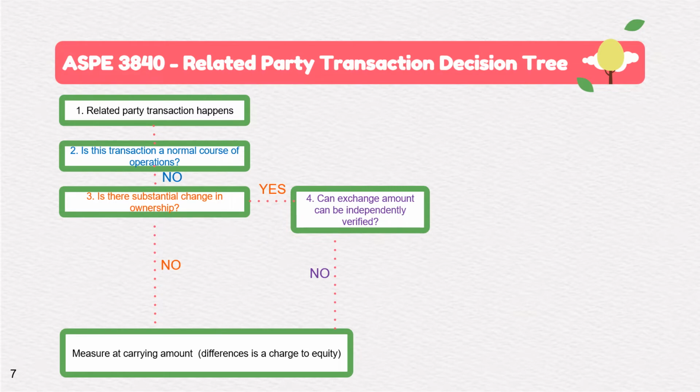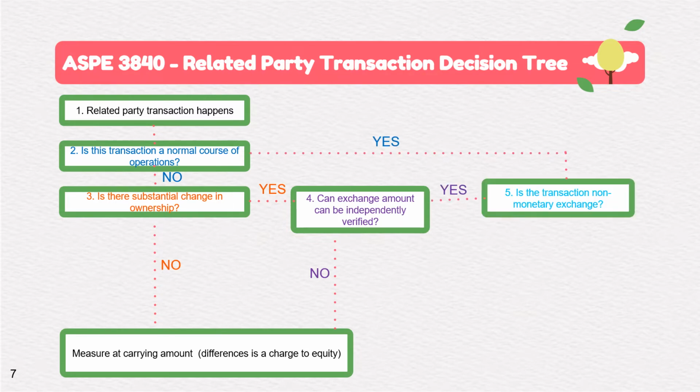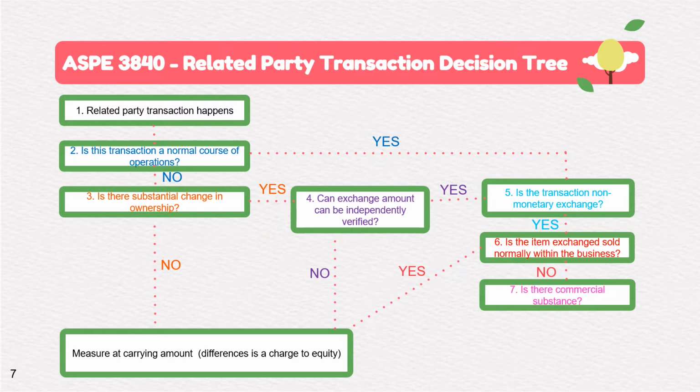Okay? But let's say this transaction is either in the normal course of operations, or this exchange amount can be verified independently. Then you ask yourself, is this a transaction of non-monetary exchange? If the answer is yes, then you ask yourself, is the item exchanged sold normally within this business? Again, is it something that we sell normally to everyone? If your answer is yes, then you're going back to carrying amount.